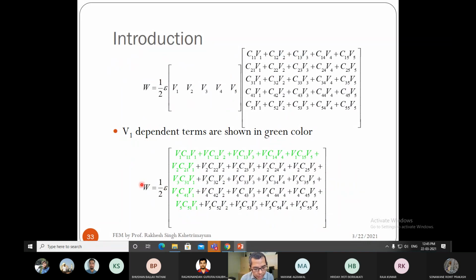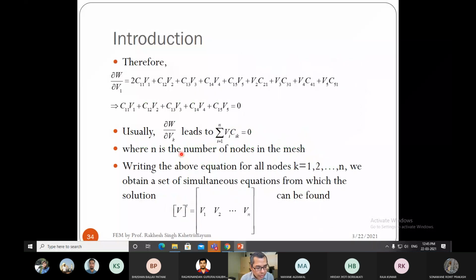So when I differentiate W with respect to b1, only this term would be differentiated. All other terms are independent of b1, so it will become 0. So only this green term here in the first row and first column will be differentiated. So when I differentiate W with respect to b1, this is what I'm getting.